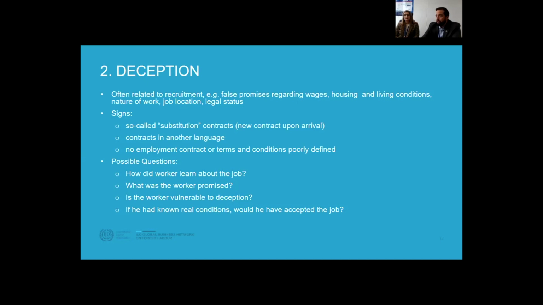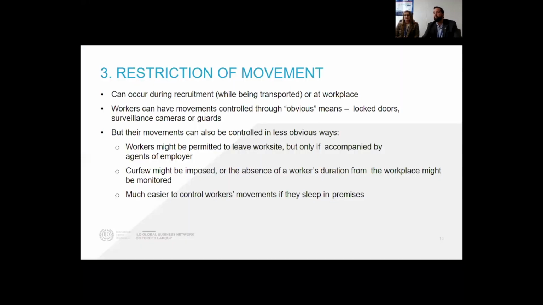And possible questions that one can ask is, how did the worker learn about this job? What was the worker promised? And is the worker vulnerable to deception? So based on the previous slides, we can look at that list. And if he or she had known the real conditions, would he or she have accepted the job? Okay, so this is the category for deception, and we do have next restriction of movement.